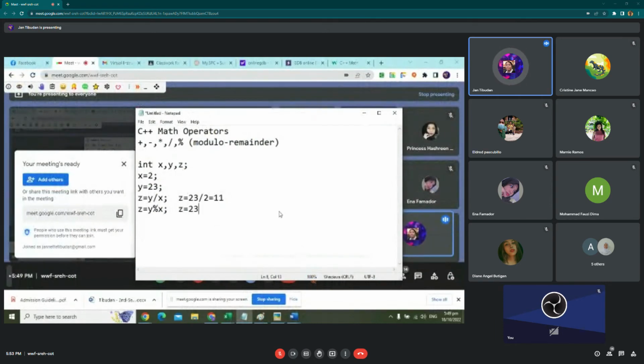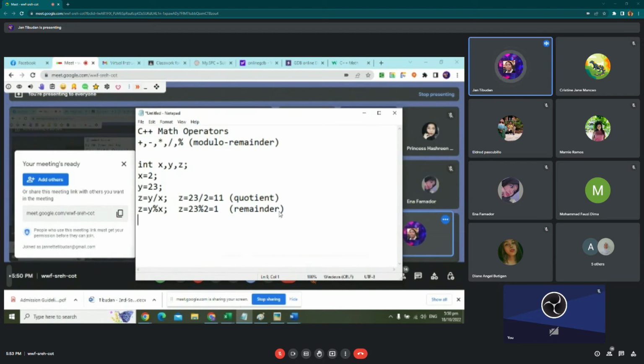So in here class, if you have 23 modulo of 2 means you get the remainder. So take note, 11 times 2 is 22. You subtract it from 23, that means you get only 1. So in here, we get only the integer quotient, and the other one is we get the integer remainder. Now, modulo class is only applicable to integers.